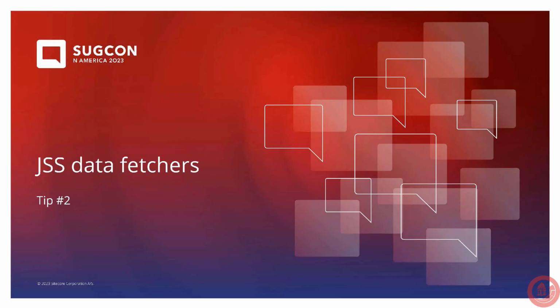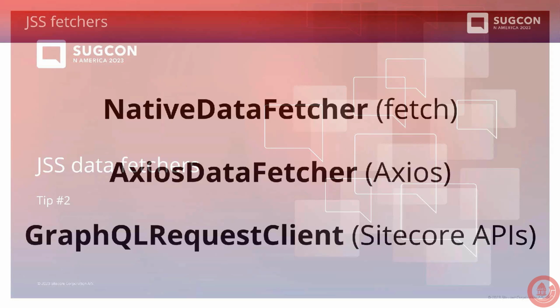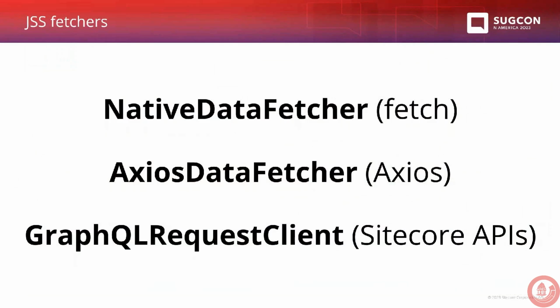So this tip is going to look at the data fetchers provided by the JSS libraries. The Sitecore JSS library exports 3 fetchers that you can use in your application. There's the native data fetcher, which uses fetch under the hood, the Axios data fetcher, which uses Axios under the hood, and then there's the GraphQL request client, which is configured to make calls to the Sitecore GraphQL APIs. It has really nice retry logic and handles rate limiting against Edge and things like that. So if you're making GraphQL calls against Sitecore, you want to use the GraphQL request client.